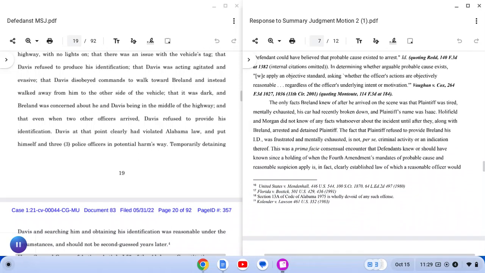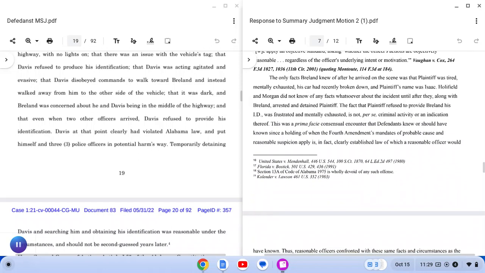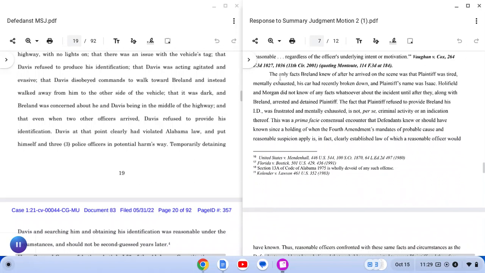So now we're going to talk about the facts, because who better to argue the facts of your case than you? The only facts Breland knew of after he arrived on the scene was that plaintiff was tired, mentally exhausted, his car had recently broken down, and plaintiff's name was Isaac. That's all he knew, y'all. How do I know that? Because I'm a witness. And because I know what to say and what not to say. And that is all he knew. And none of that is a crime per se.